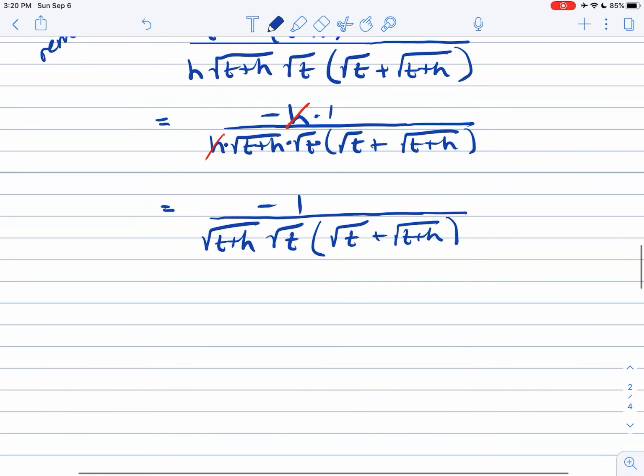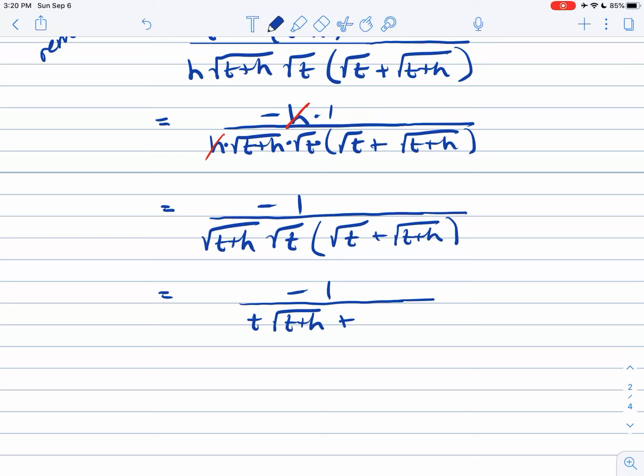Now I'm going to just distribute the denominator just to see if I can clean some of these things up. And I'm going to get minus 1 over root t times root t, which is t. And I'll have t over t plus h, plus root t plus h times root t plus h, which is going to give me t plus h. And then I'll have my times root t.